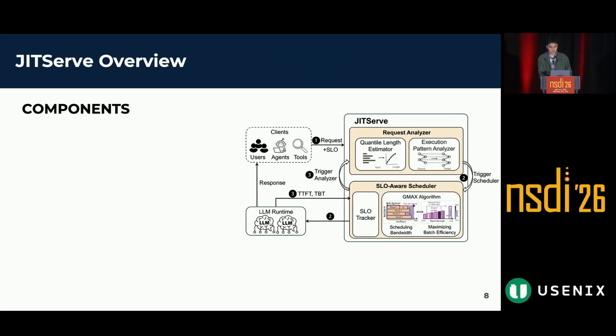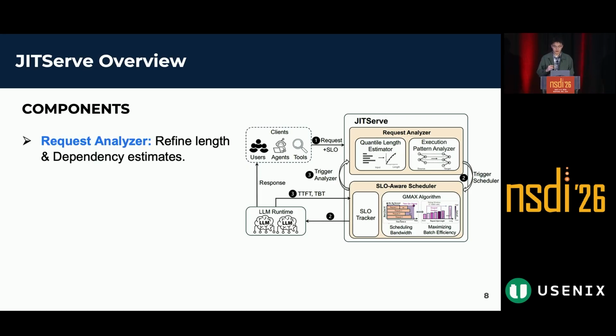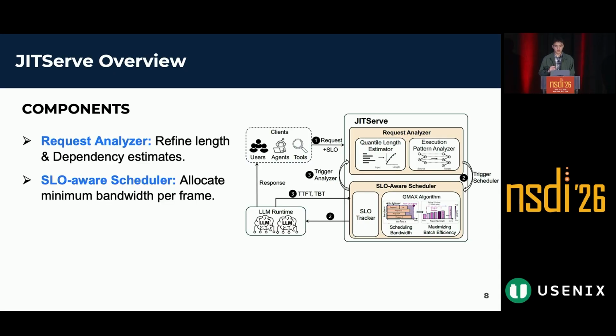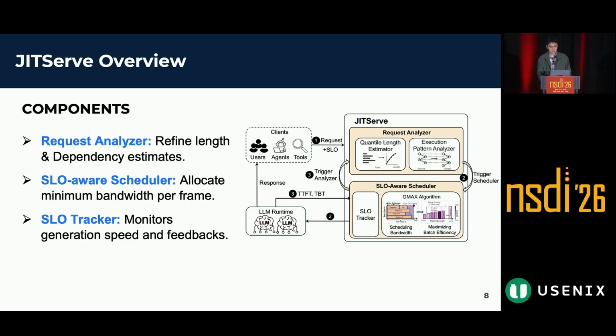This brings us to JITServe. Our system has 3 core components. First, the request analyzer refines length and dependency estimates online. Second, the SLO-aware scheduler, using the Gmax algorithm, allocates the minimum bandwidth per scheduling time frame to satisfy the SLOs. And third, the SLO tracker monitors actual generation speed and feeds back to correct the estimates.